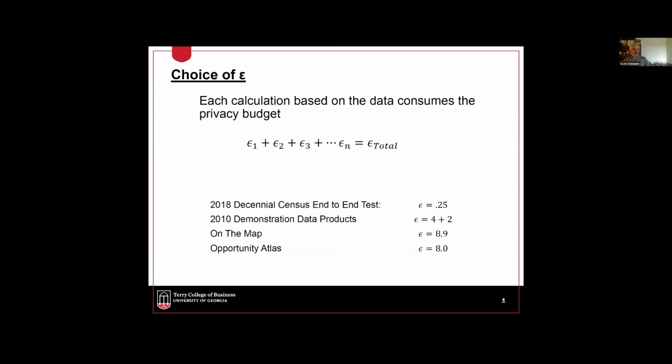And these are not abstract decisions any more. The Census Bureau is making decisions about where to set this privacy loss budget on different products with increasing regularity as it shifts to thinking about formal privacy as a default mode of protection. And so I've just listed here a few of the different settings of epsilon for some products that we'll talk about later on today.